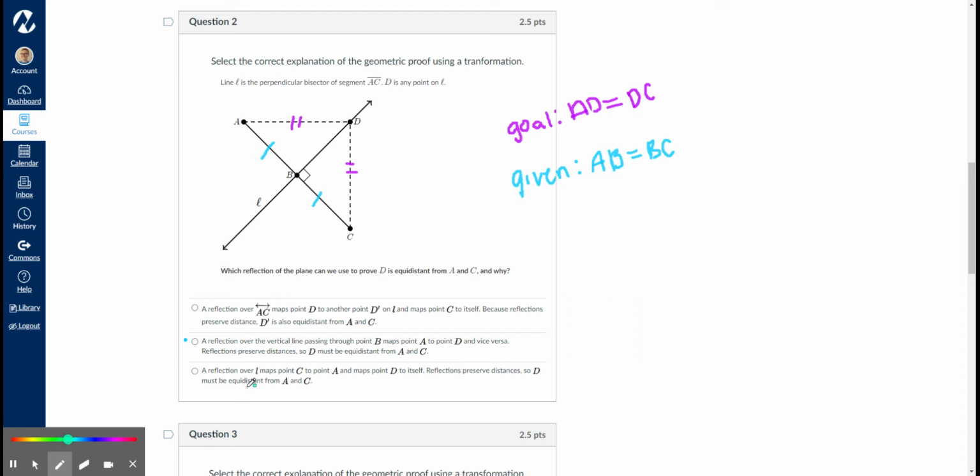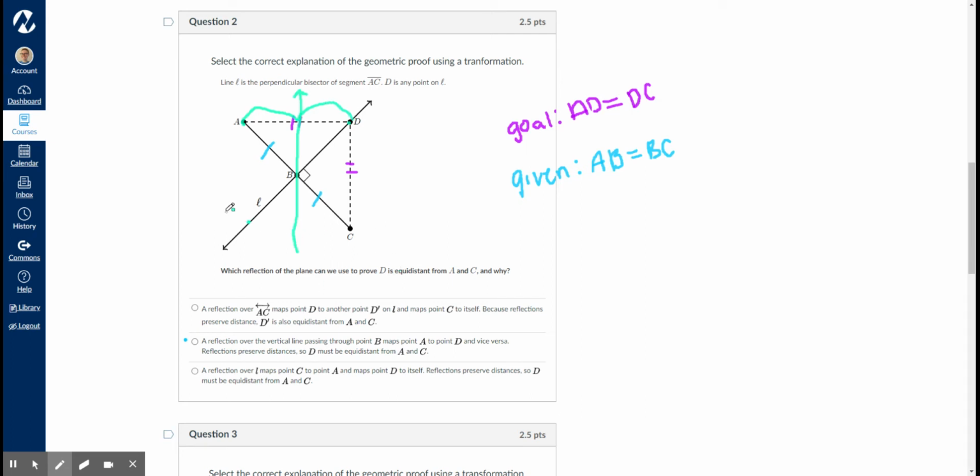And B talks about a reflection over the vertical line. Okay, so an up and down line passing through point B. So we'll pretend that that's a line and not a squiggle. The vertical line through point B maps point A to point D. So for this point D, that could work.